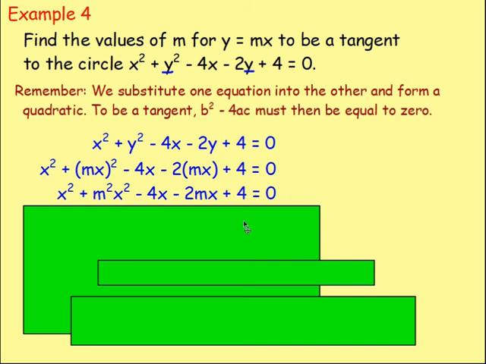Now you know we've got a quadratic, but we need it in the form of ax squared plus bx plus c. So in order to get it in that form, what we need to do is gather our x squared terms first of all together.